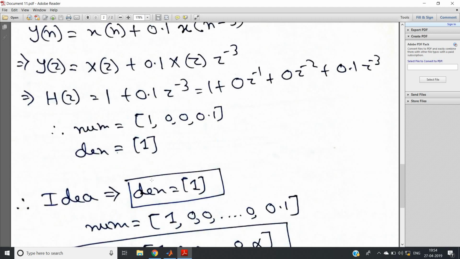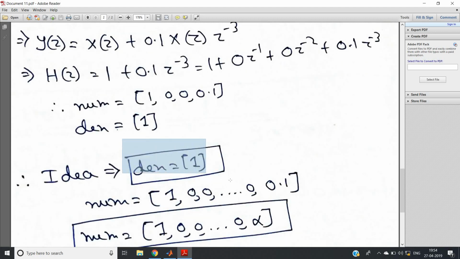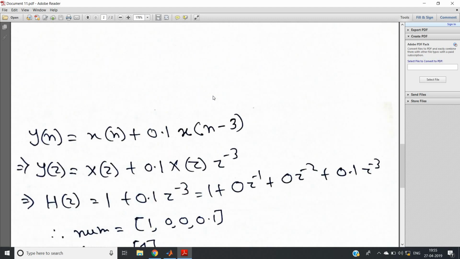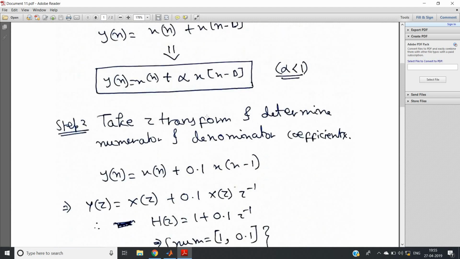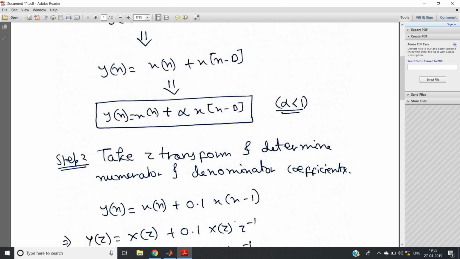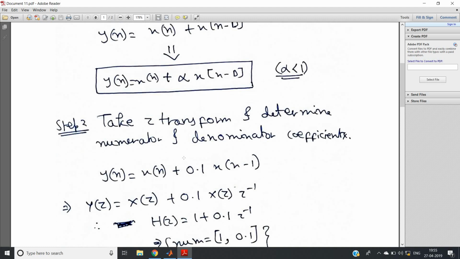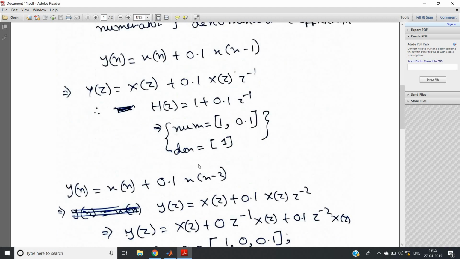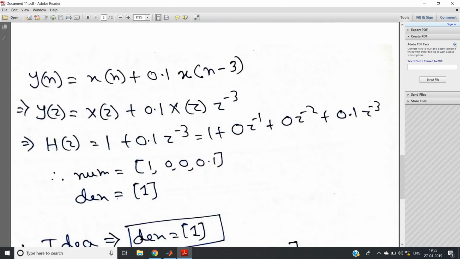Right? So basically the basic idea is denominator equal to 1 only, but numerator, see how it is arranged, 1 and 0.1. What is 0.1? Try to understand. 0.1 is nothing but this alpha we have assumed. See, the main equation, the mother equation, is y of n equal to x of n plus alpha into x of n minus d. Instead of that, to make the explanation simple, we have assumed the alpha value as 0.1. So basically see, this alpha value is appearing at the last. See how? See 1, 0, 0.1. So the alpha value is appearing at the last.